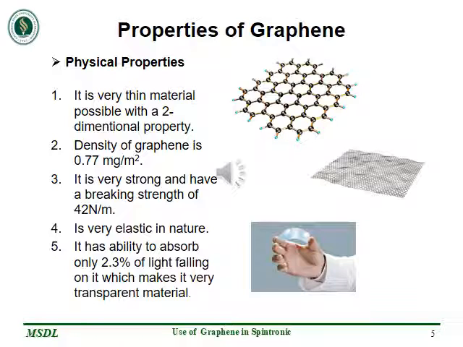Here are some physical properties of graphene. It is the thinnest material possible with two-dimensional property. The density of graphene is 0.77 mg per meter square. It is very strong and has a breaking strength of 42 Newton per meter. That is even more than steel. So you can imagine how strong it would be. It is surprisingly very elastic in nature along with the strength it has. It is also transparent with an absorption rate of only 2.3%.